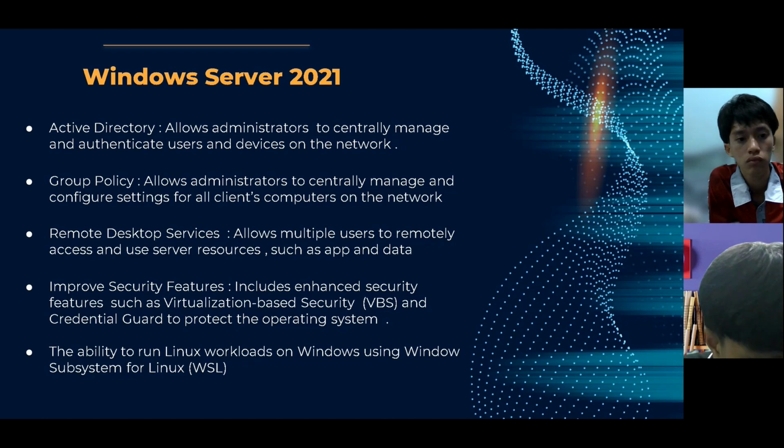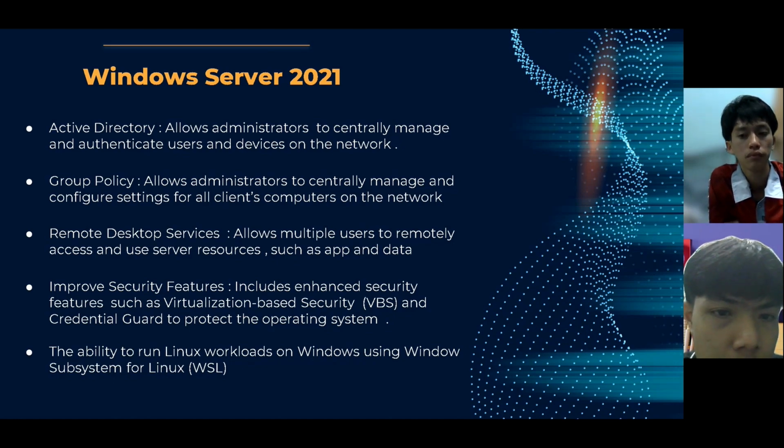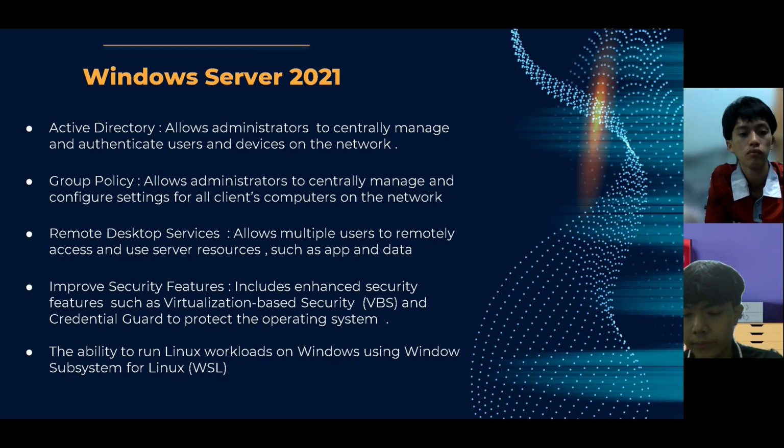Fourthly, we have improved security features, which include enhanced security features such as virtualization-based security (VBS) and Credential Guard to protect the operating system. Lastly, this Windows Server 2021 has the ability to run Linux workloads on Windows using Windows Subsystem for Linux.